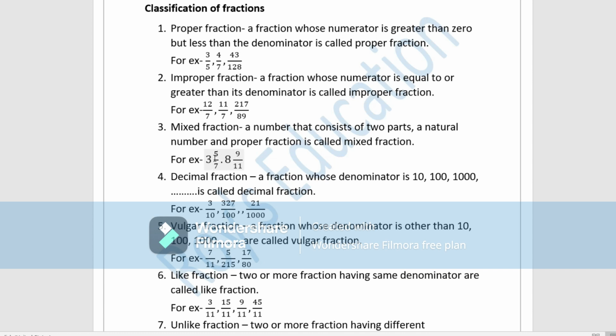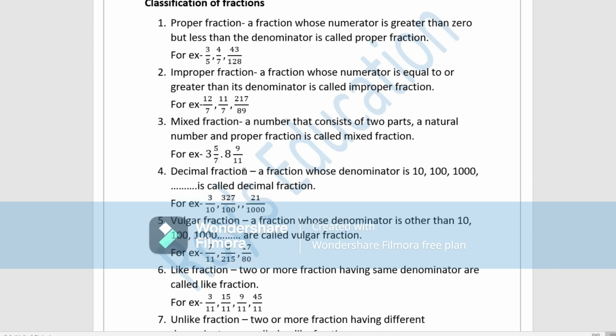See, 3 is a natural number and 5 by 7 is a proper fraction. Again, 8 9 by 11: 8 is a natural number and 9 by 11 is a proper fraction. So together we can say this is a mixed fraction.